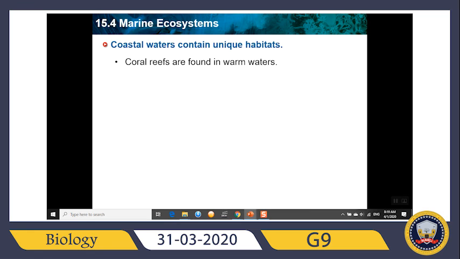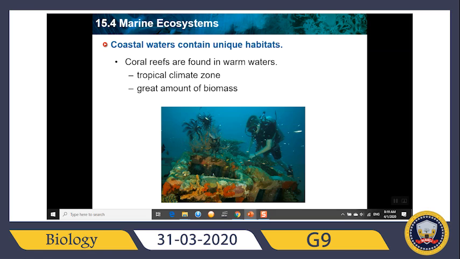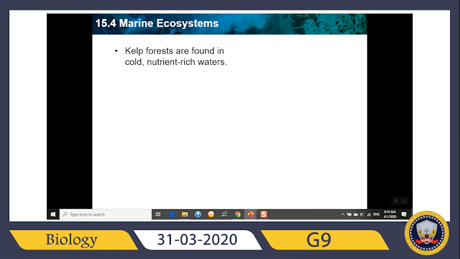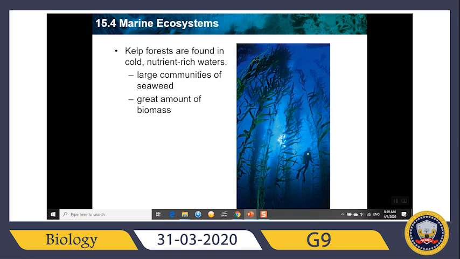Now, coral reefs are found in warm waters. I need you to give me examples of where we can find coral reefs. In the tropical climate zone, you'll find a huge biomass and a lot of species in coral reefs. Kelp forests are found in cold, nutrient-rich waters, with large communities of seaweed and a great amount of biomass. This is a true picture of a kelp forest. These are kelp, a seaweed from the ocean floor to the ocean surface, and here you will find a very diverse biomass.